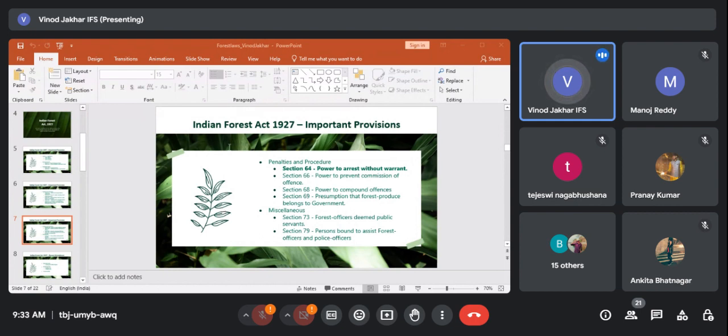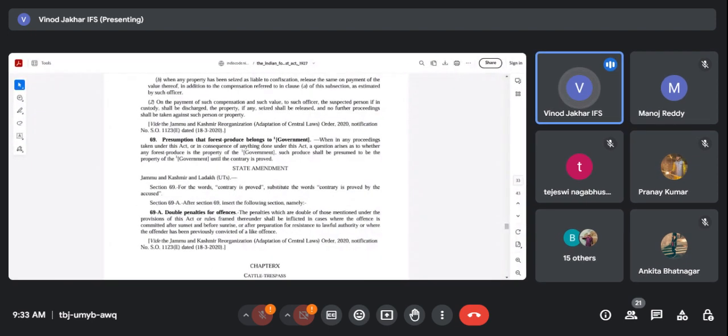Suppose there is a truck going through your forest naka and you have seized it. How do you prove that all the timber or forest produce is forest produce? How will you prove that it is? On what basis can you arrest him?